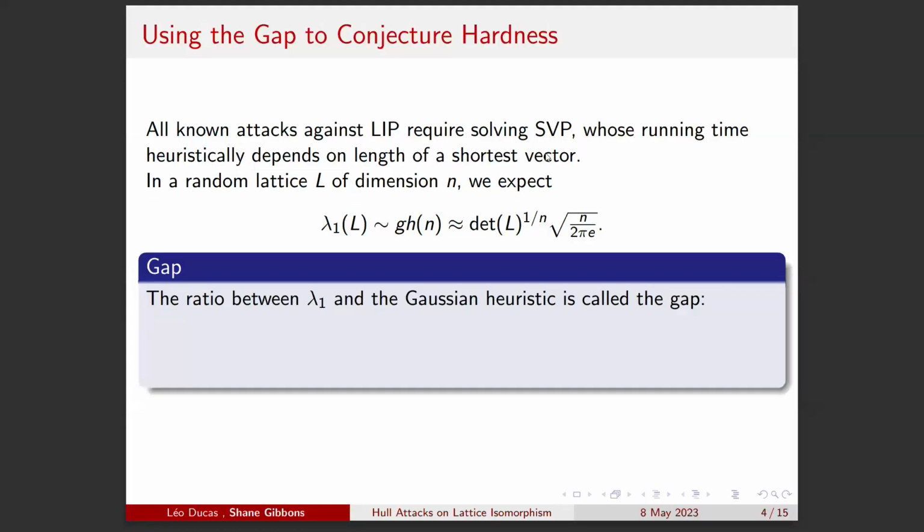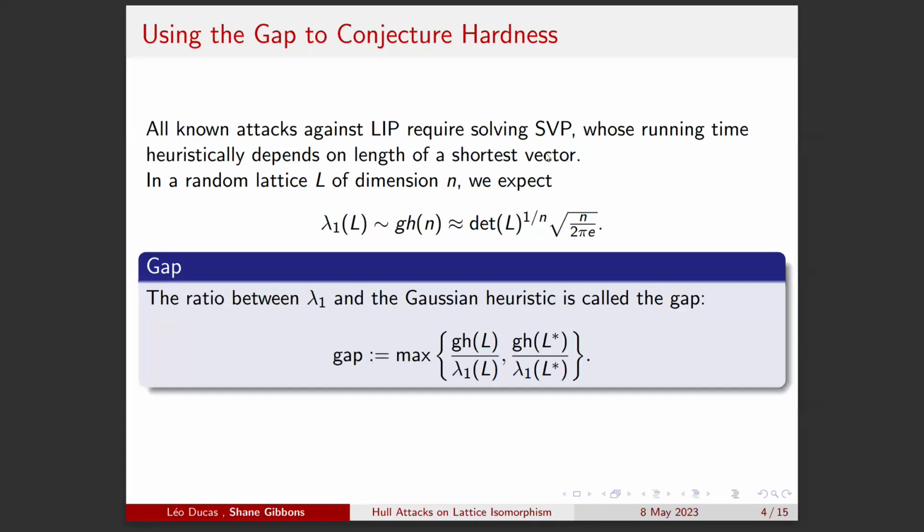And to quantify the difference between the true shortest length and the expected shortest length, we use a ratio called the gap. And the gap is exactly this: the ratio of the Gaussian heuristic to the length of the shortest vector. Since any lattice isomorphism style problem can be solved both in the primal and the dual, you need to take into account both the gap of the primal and the dual lattices.